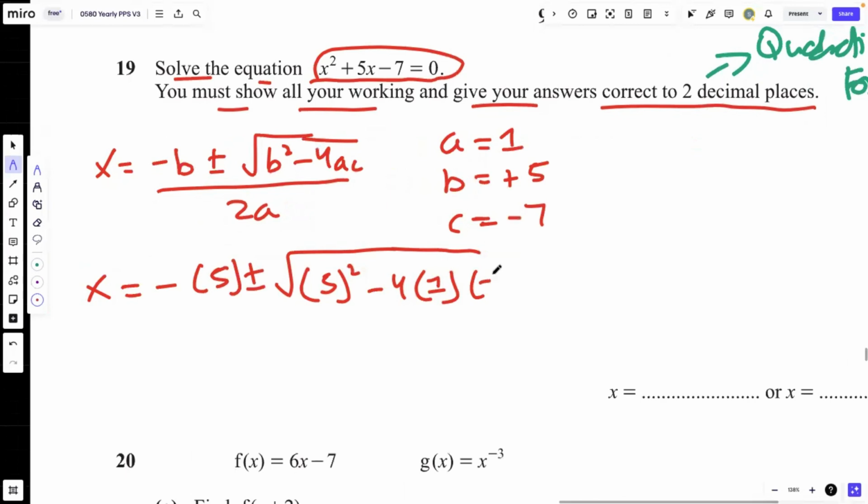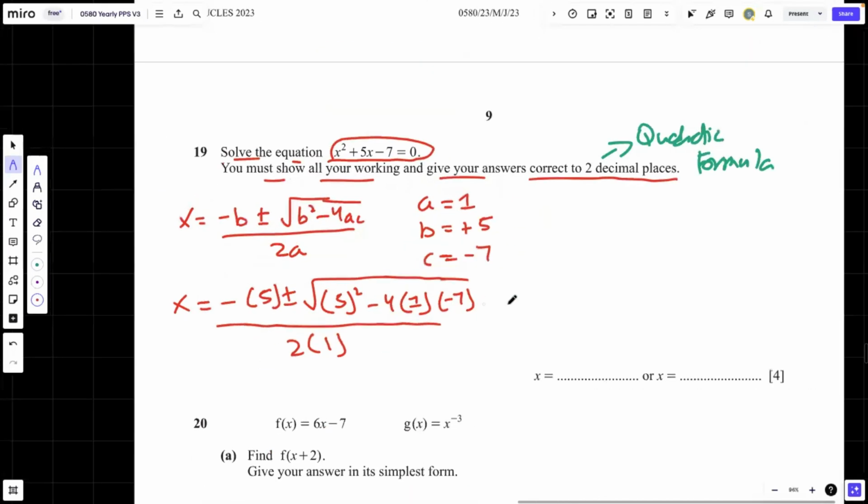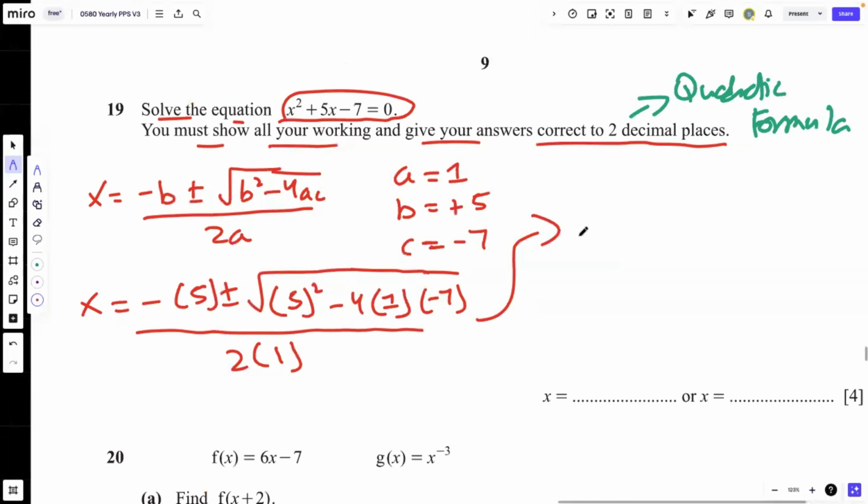4 times a times c upon 2 times a. And now we can further solve this without using the calculator. We can use further simplification. That's going to be minus 5.